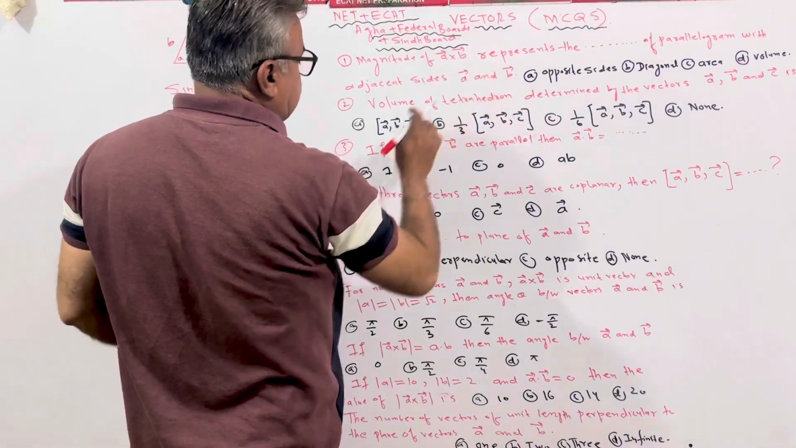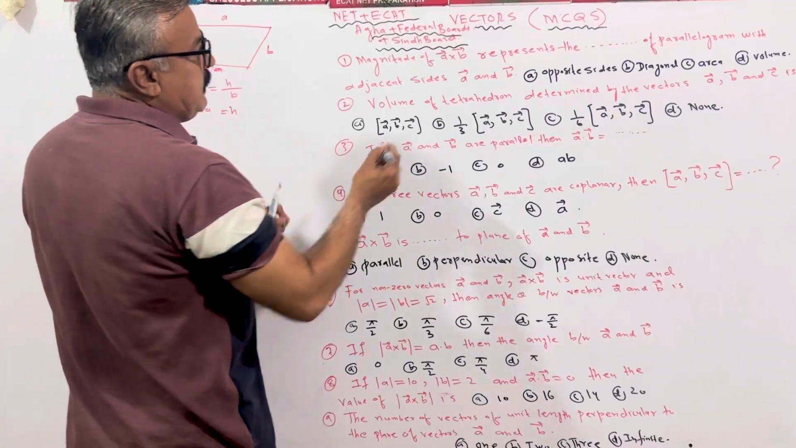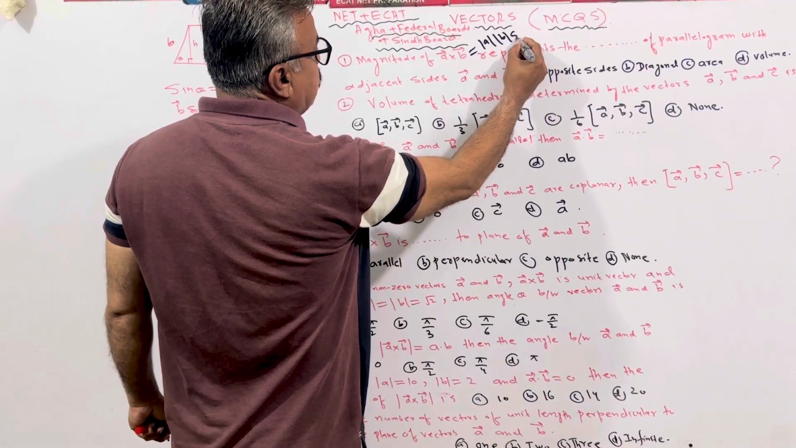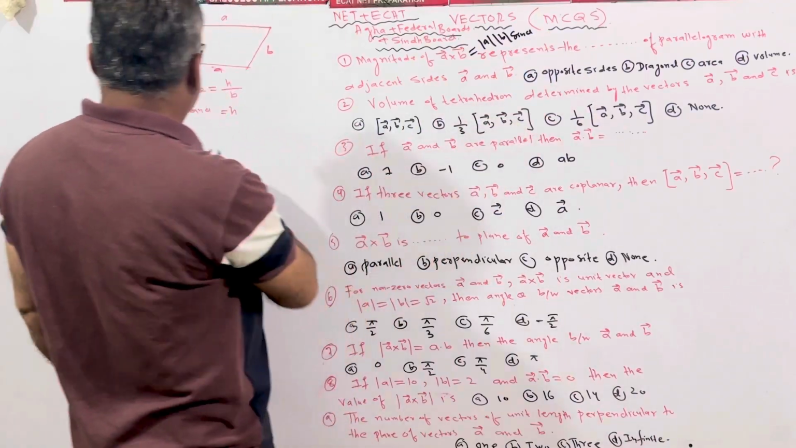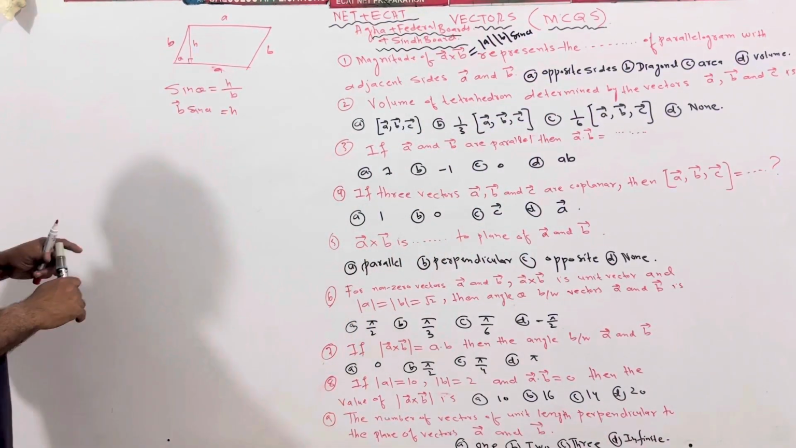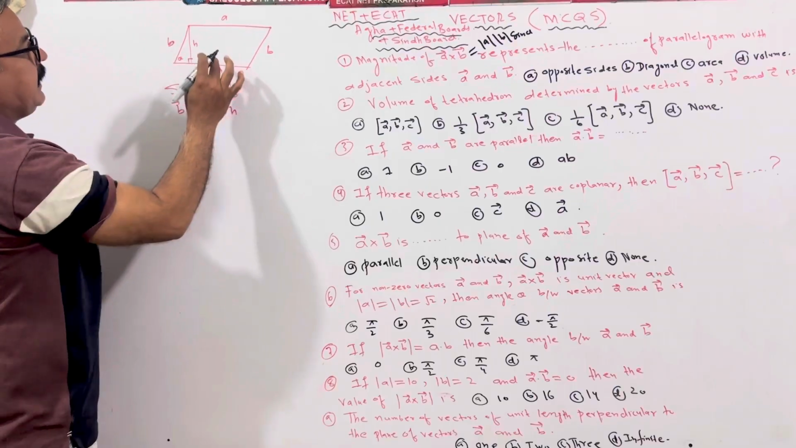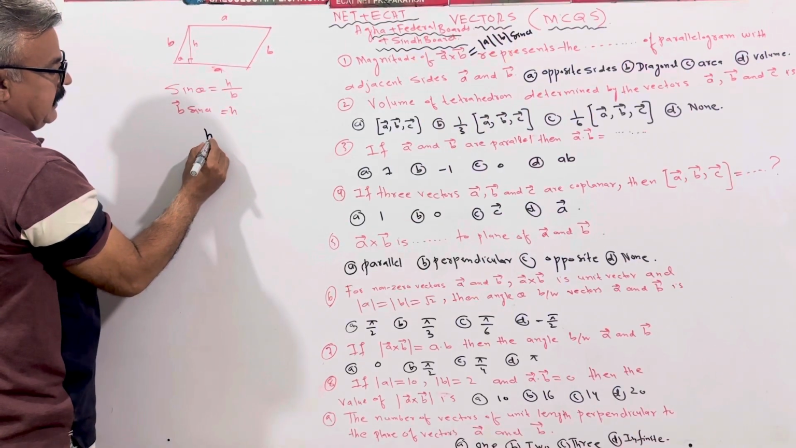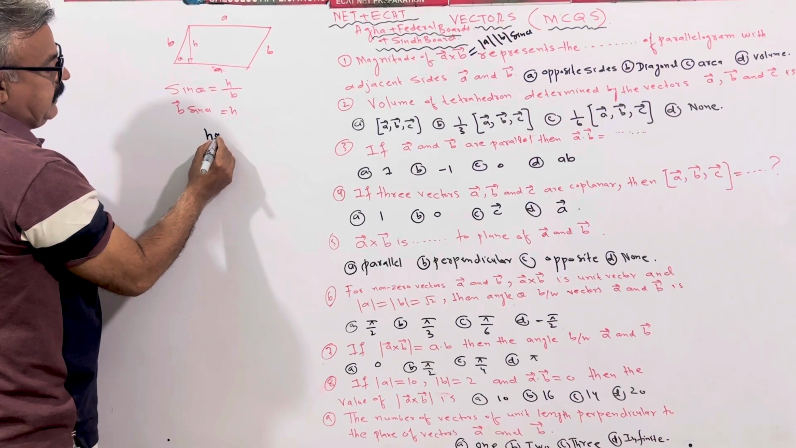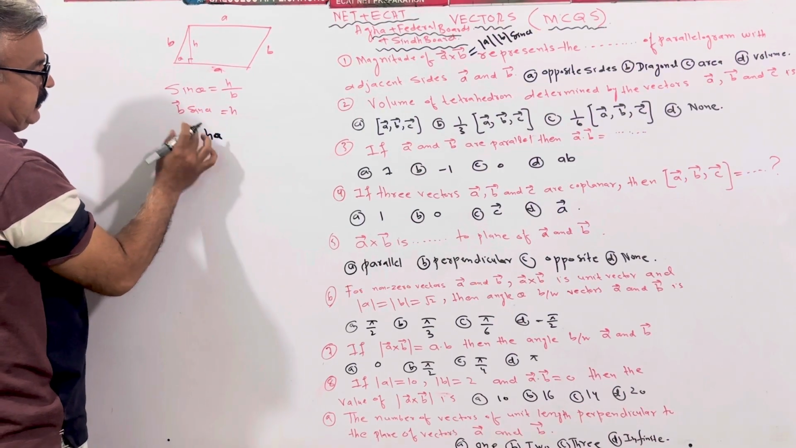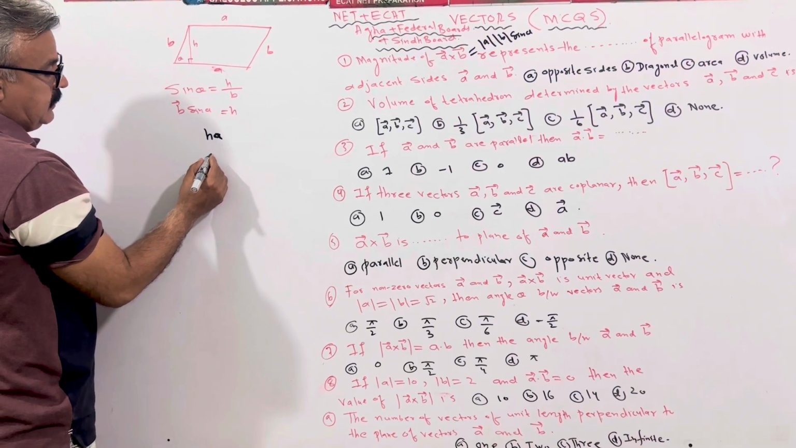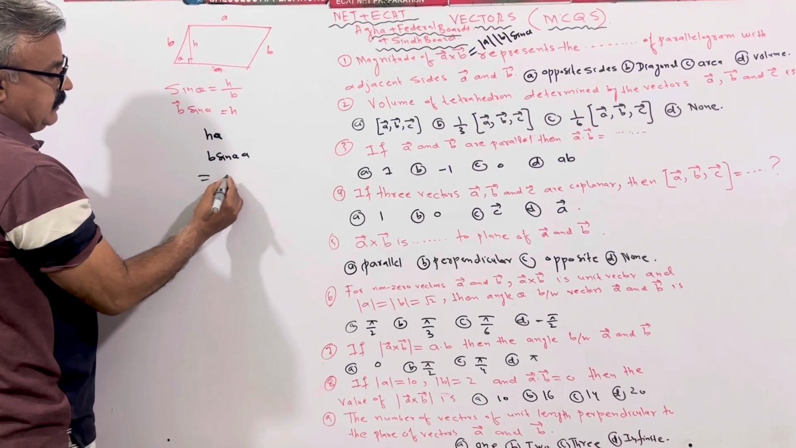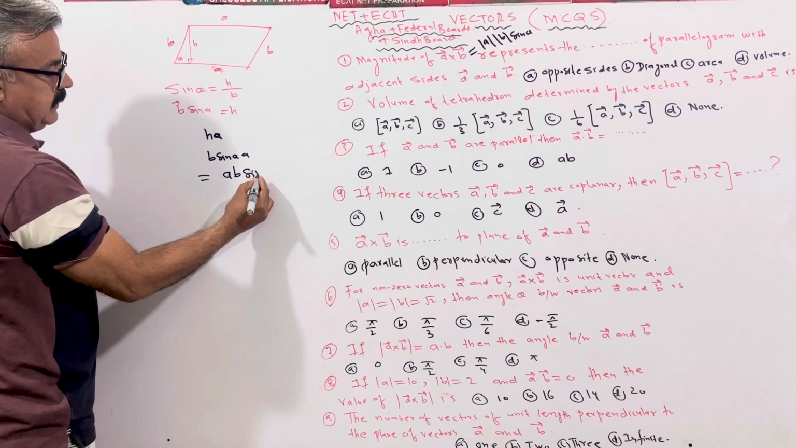Why have I chosen the ratio sine? A cross B is given by the magnitude of A, the magnitude of B times sine theta. That's why I have chosen sine theta. Now find its area: height times this length, height times A. What is the value of height? That's B sine theta, so I can replace it. That's A, so it's AB sine theta.